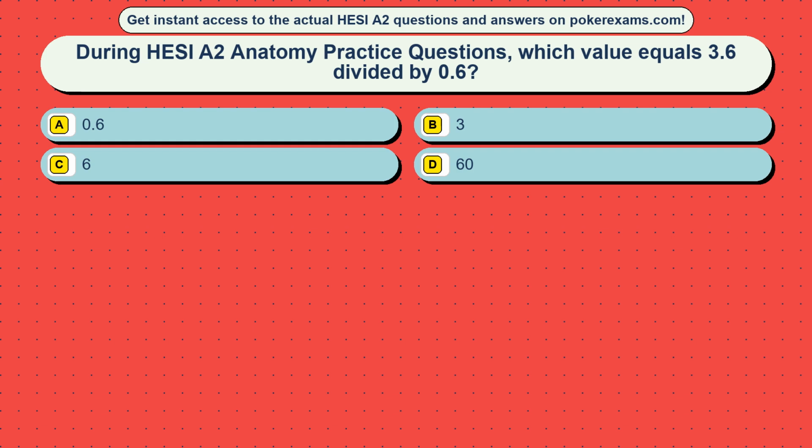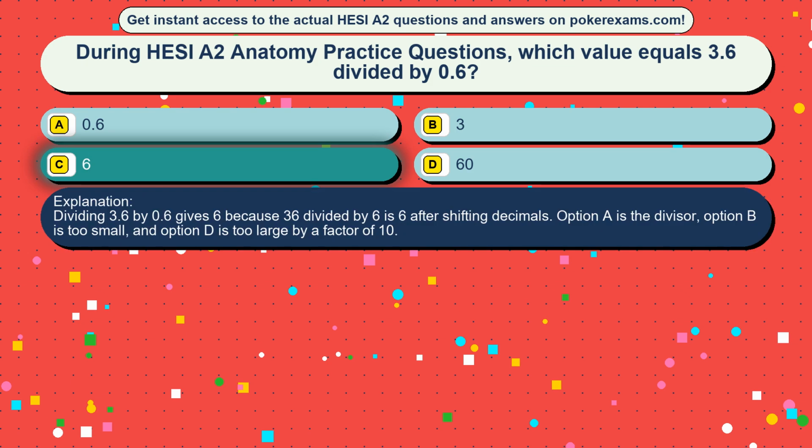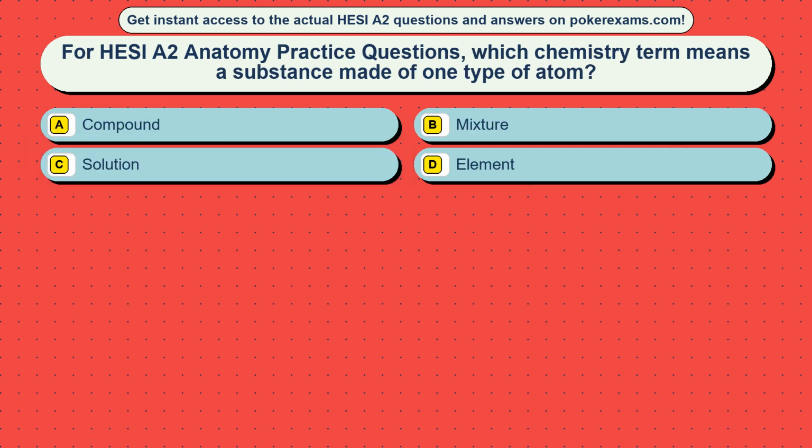Question 1. During HESI A2 Anatomy Practice Questions, which value equals 3.6 divided by 0.6? Option A, 0.6. Option B, 3. Option C, 6. Option D, 60. The correct answer is option C, 6. Dividing 3.6 by 0.6 gives 6 because 36 divided by 6 is 6 after shifting decimals. Option A is the divisor, option B is too small, and option D is too large by a factor of 10.